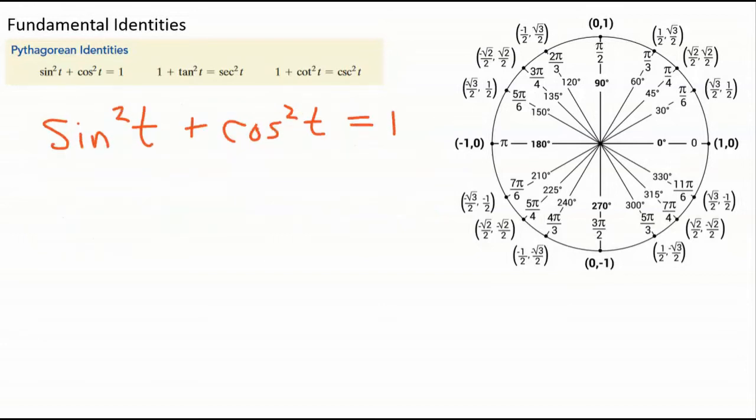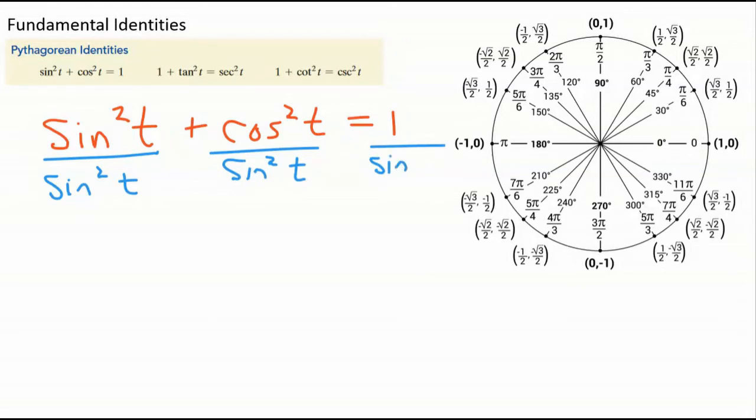All right, so to remember, to get from the first one to the second one, I divided everything by cosine squared. This time I'm going to divide everything by sine squared. So I'm going to divide by sine squared of t here. I'm going to divide by sine squared of t here. And finally, on the right side of the equation, also by sine squared of t. Well, where does that take me?